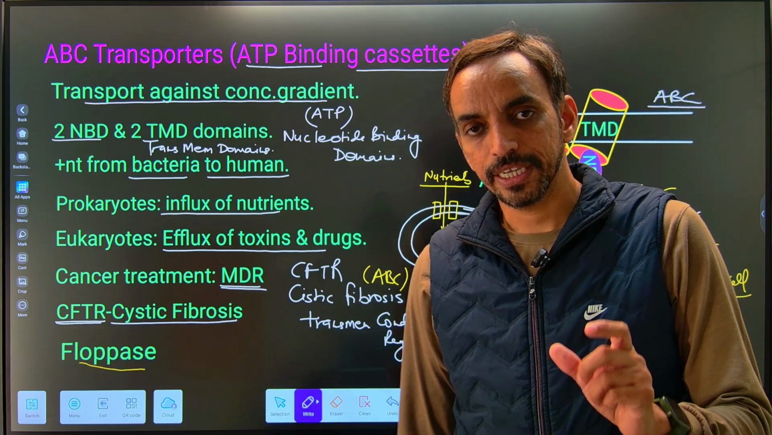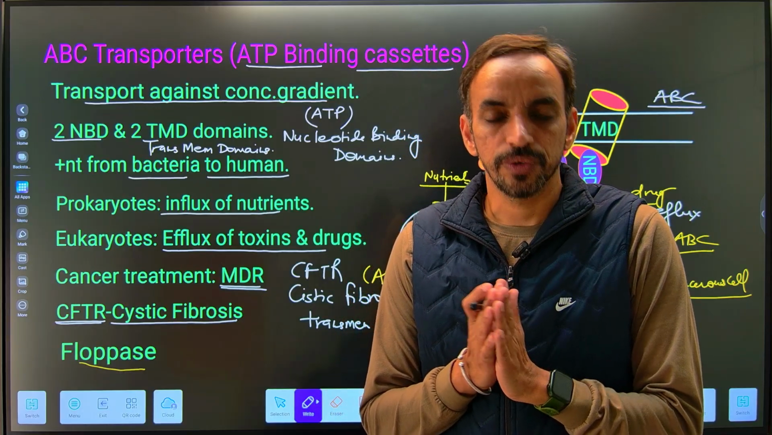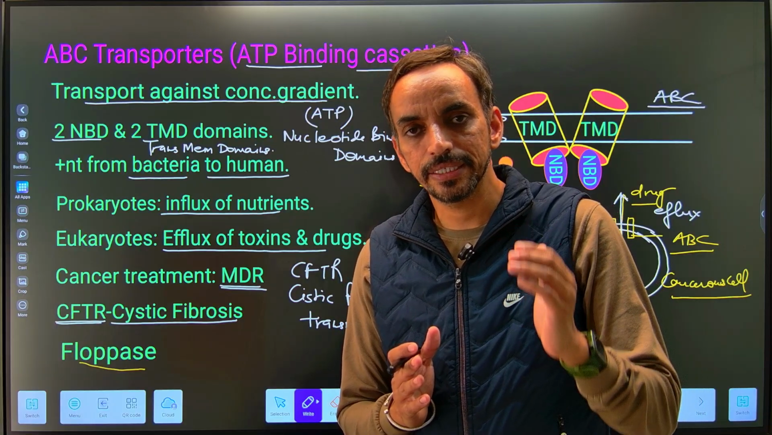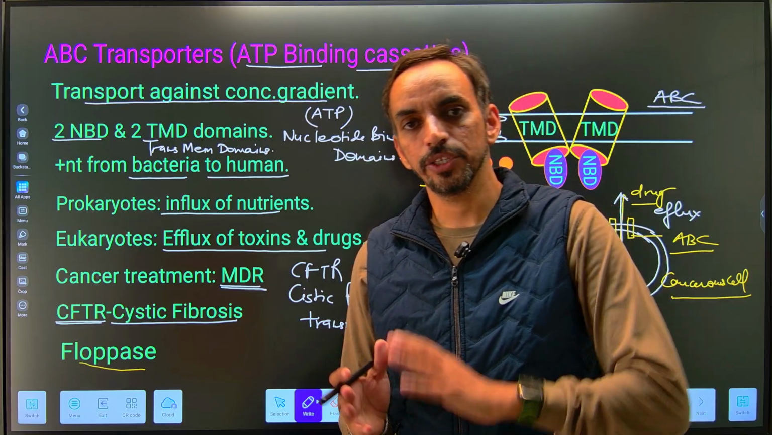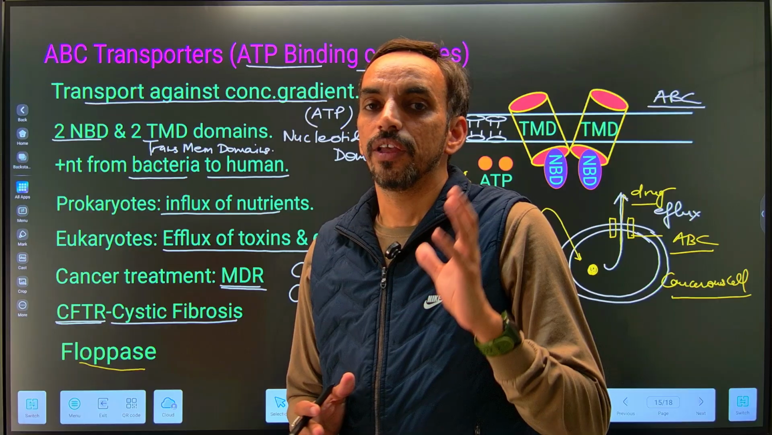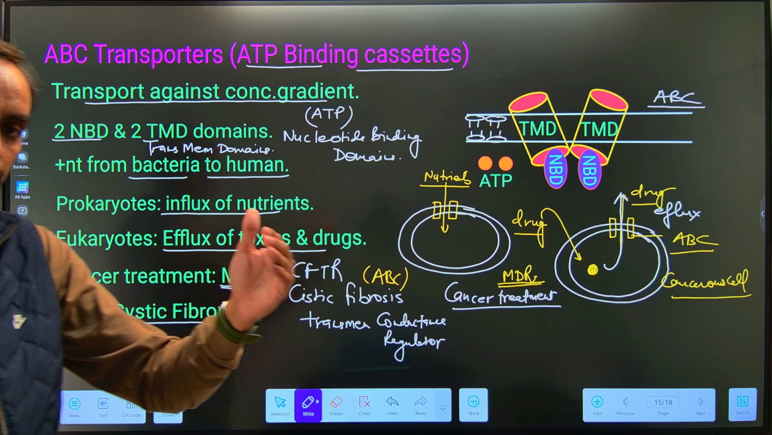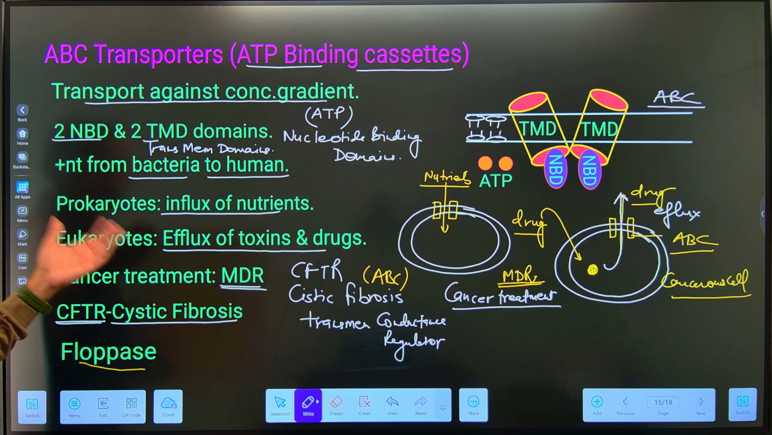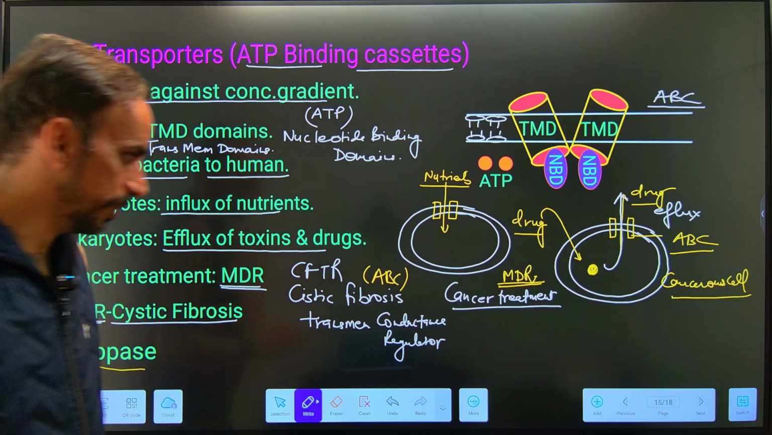Floppase, as we discussed when we were studying the membrane structure, there is membrane asymmetry, and that asymmetry is maintained by two types of ATPases. One is known as flippase, which was a P type pump, and the other is the floppase, which belongs to the category of ABC transporter. The function of this floppase is to transport phosphatidylcholine and sphingomyelin toward the outer phase of the plasma membrane. So this is all about the ABC transporters.